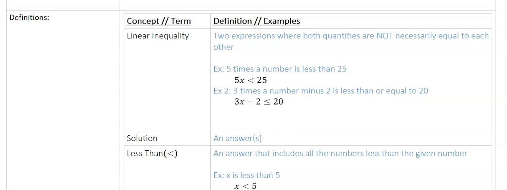In this mini unit, we are going over inequalities. A linear inequality, the definition is two expressions where both quantities are not necessarily equal to each other. So one example is 5x is less than 25, and another example is 3x minus 2 is less than or equal to 20. The solution is just going to be our answer.